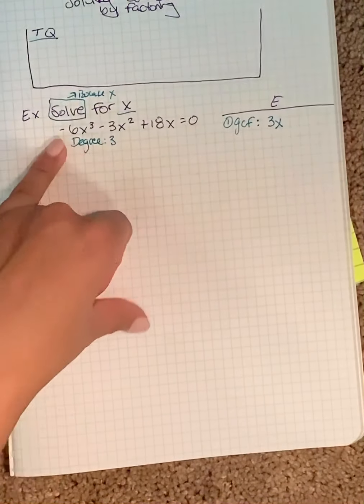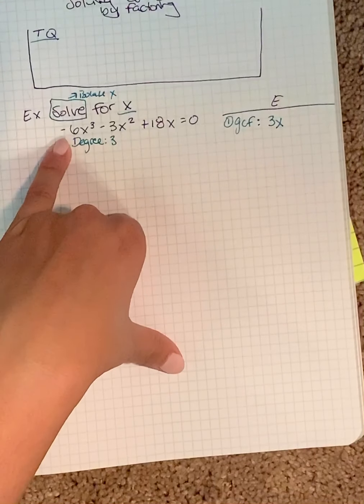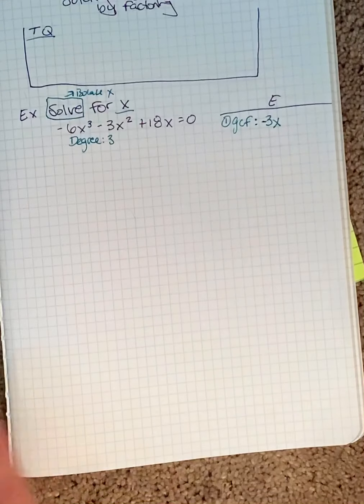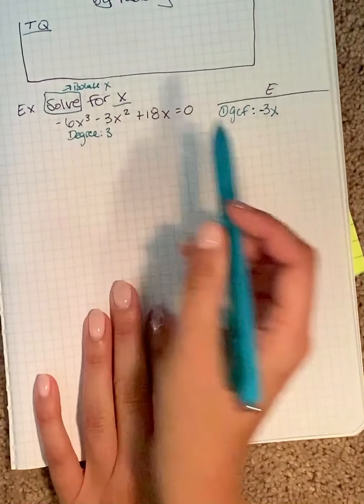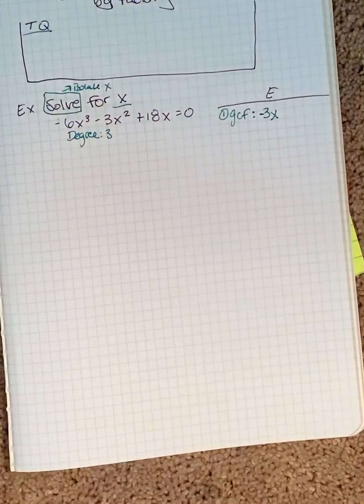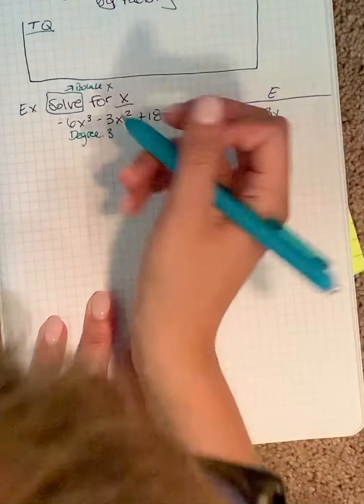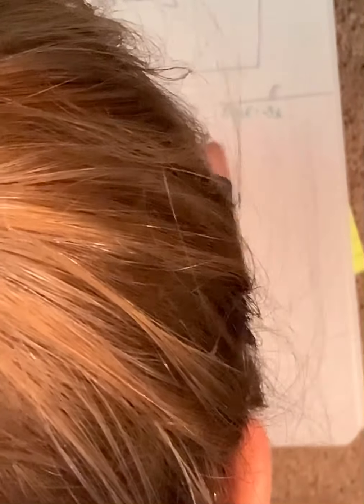And because I can see that the leading coefficient is negative, I'm going to make the GCF negative to make that leading coefficient positive. I know if I divide a negative by a negative, it'll make it a positive. And having a leading coefficient that's positive will make this problem so much easier for me in the long run. So I'm going to take out that GCF, negative 3x, and that'll leave me with 2x squared plus x minus 6 equals 0.